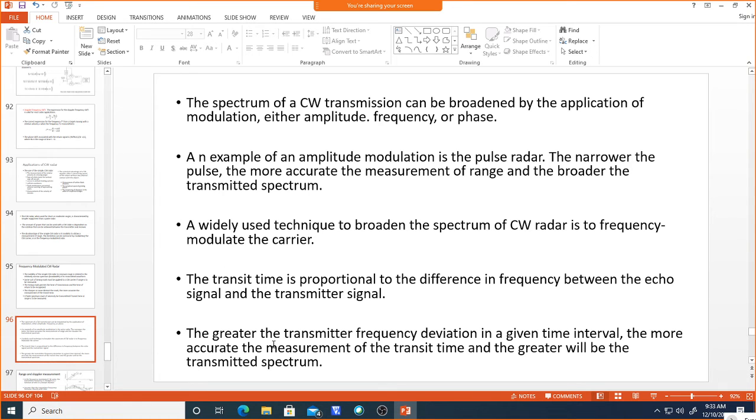Now, the greater the transmitter frequency deviation in a given time interval, the more accurate the measurement. Transmitter frequency deviation means that when you transmit the FM modulated wave, it has a frequency deviation with respect to the carrier, how much deviation happens. If it is greater in a given time interval, there is a more accurate measurement of the transit time, because based on that frequency deviation we can estimate the actual transit time taken between the transmitted signal and the received echo signal, which in turn is a greater advantage for the transmitted spectrum.